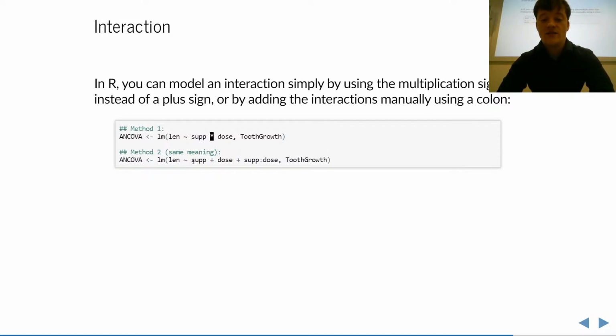Another way to do that is to say I want an effect of the supplementation type, I want an effect of the dose, and I want an effect of their combination, which you do with a colon. Which of these to use doesn't matter if you only have two explanatory variables, but if you have many, we will see that it's maybe better to use this one.